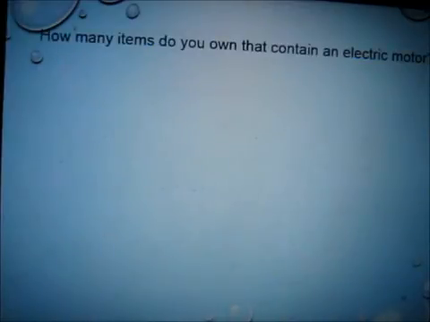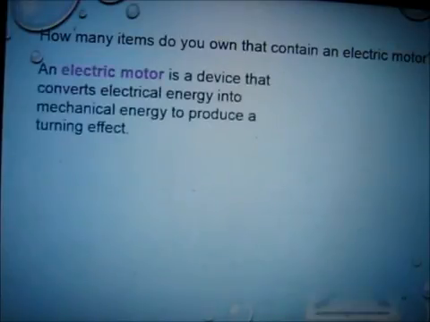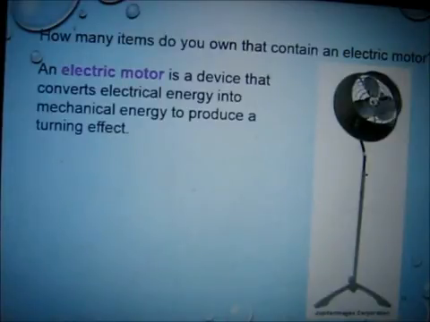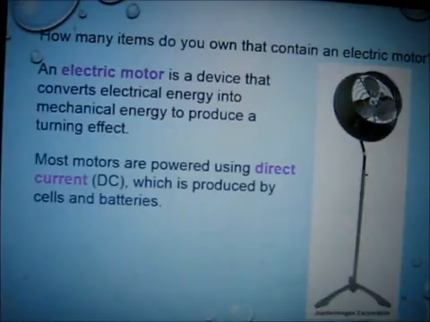Now we have many items in our daily life where we can use this electric motor. Some are shown like this. This electric motor is a device, as said before, that converts electrical energy into mechanical energy to produce a turning effect. Like in ceiling fans, most motors are powered using direct current, that is DC, which is produced by cells and batteries.